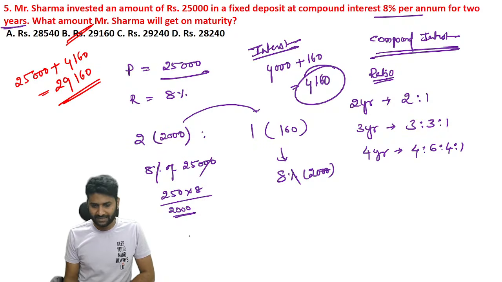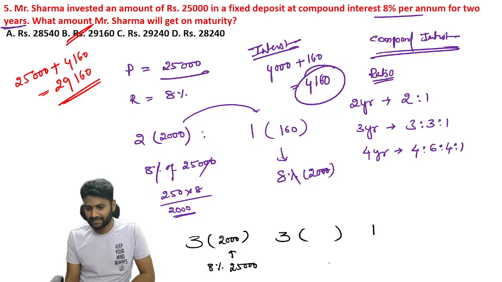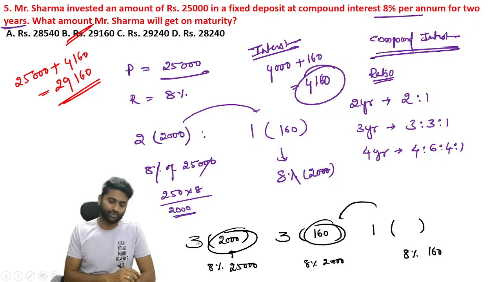Guys, if it is a 3 years calculation, the ratio is 3 is to 3 is to 1. So first of all, 8% of 25,000, then you place the value, which is 2000. For 3 years, again this is the value 8% of 2000. You already calculated its value as 160. If you want to replace here, again 8% of 160. Always you should replace with the interest amounts only.